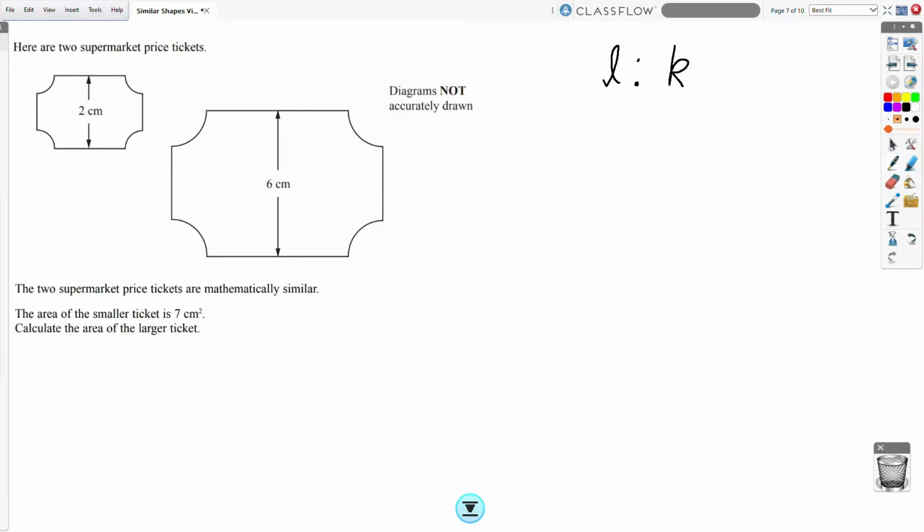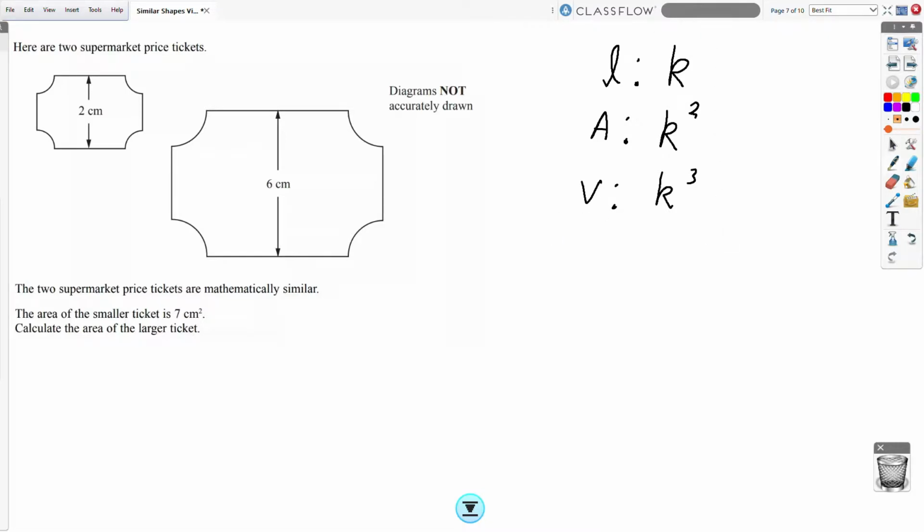Now, if we're working out area, we're going to change two sides of our shape and then times them. So if the scale factor for the length is k, this time the scale factor is going to be changed twice, so it becomes k squared. Then similarly, if we work out the volume, we times our lengths by k cubed.